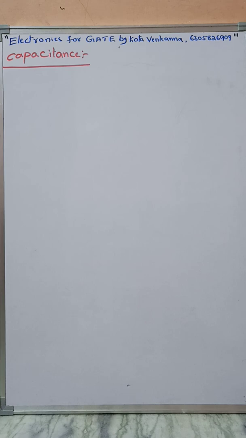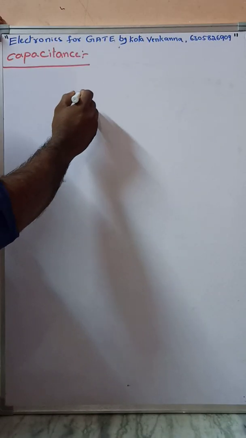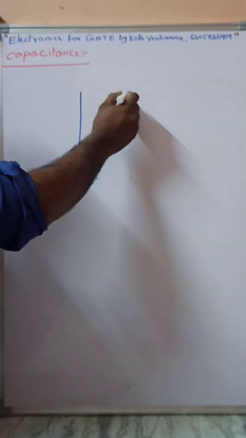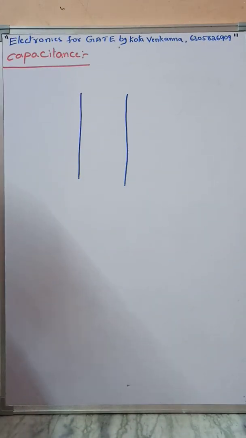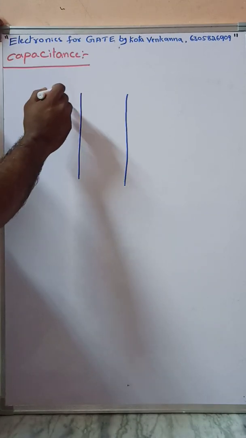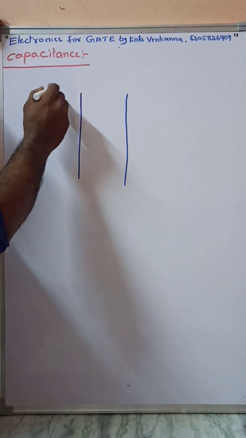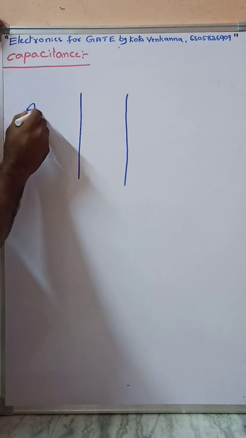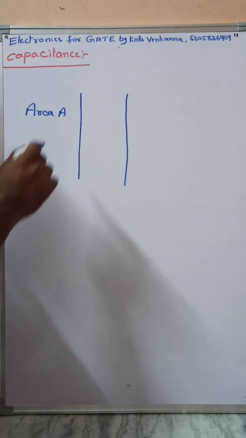Today I want to discuss the topic of capacitance and the capacitor. A capacitor can be designed like this: two parallel plates are taken, with some separation distance between them. The plates have the same length, and the area of both parallel plates is the same. That is area A.